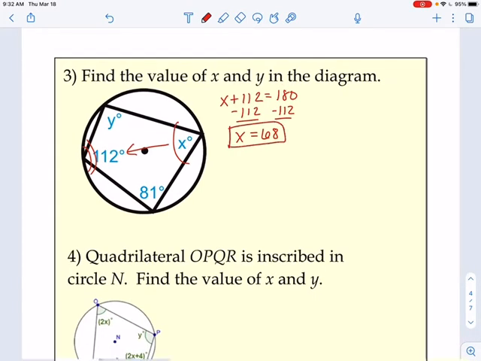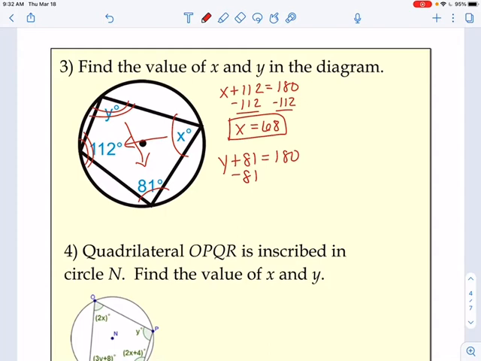Okay, and then we'll do the same thing for y. For y, the angle that's directly opposite that is 81. So this time we'll do y plus 81 equals 180. And when we subtract 81 from both sides, y is going to give me an answer of 99. Okay, so a quadrilateral inscribed inside of a circle, opposite angles are supplementary. Again, it is completely different than what we've talked about in our quadrilaterals chapter.